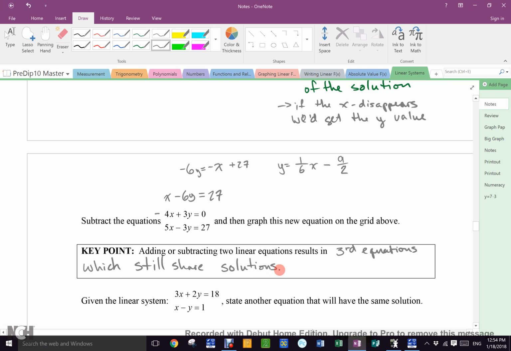So what does that tell us? If I have a system, can I multiply them and still keep the same solution? Can I add them and keep the same solution? Can I subtract them and keep the same solution? If I can multiply them, can I divide them and keep the same solution? Yes, because dividing is just multiplying by a fraction. So, am I allowed to change the way the equations look so I can do algebra and still keep the same solution?